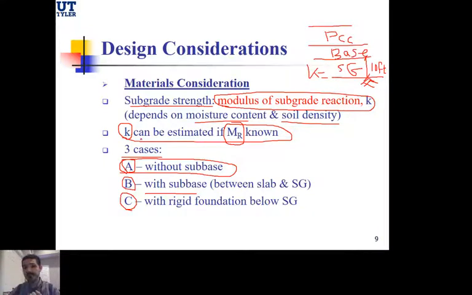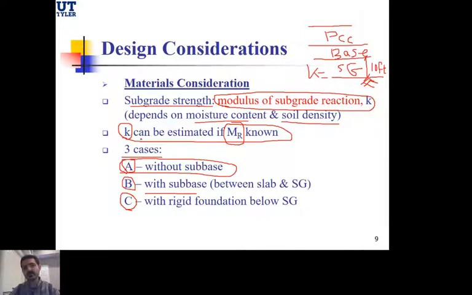If I do not have a base, I'm just going to have a subgrade, and I need to consider this. If I have a sub-base with a subgrade, then we have to have a representative K value, or a spring constant, for the 2 layers underneath the PCC layer. And the third case is if I have a rigid foundation, where the subgrade thickness is less than 10 feet and I'm very close to the bedrock, then this layer is very strong and the K value will definitely be affected by that.